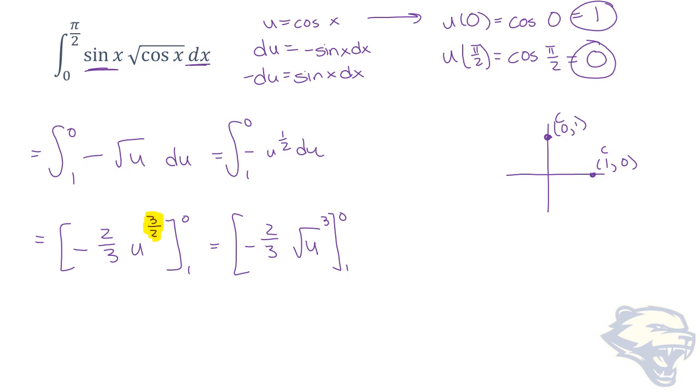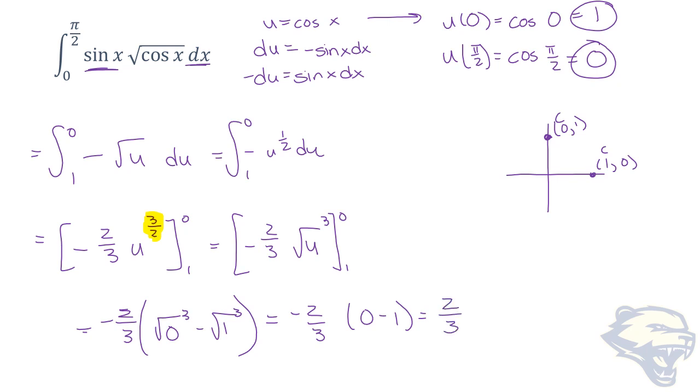But I'm going to put that negative 2/3 out in the front, and then I'm going to have root 0 cubed minus root 1 cubed. And man, 0 and 1, aren't they just the best? They're just so easy because their powers are easy peasy, because this is just negative 2/3 times 0 minus 1. So it's just negative 2/3 times negative 1, which is positive 2/3.